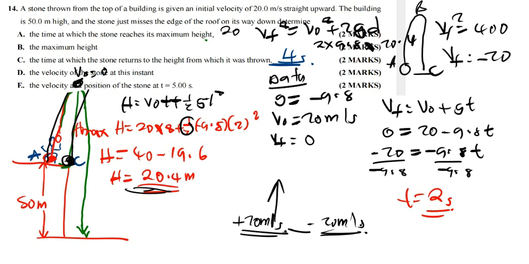Then the last question is asking for the velocity and the position of the stone when t was equal to 5 seconds. So when t was equal to 5 seconds, what was the velocity? Okay? It's the same thing. We don't have to struggle here.